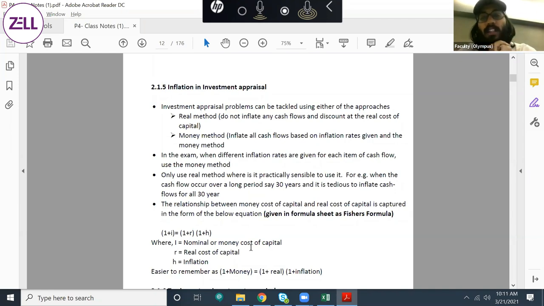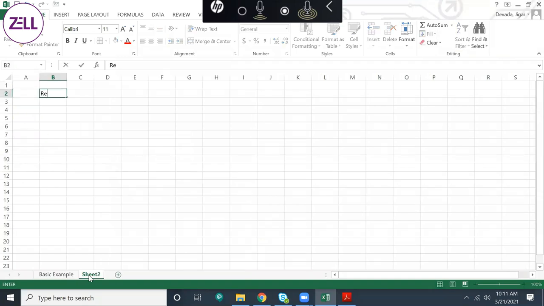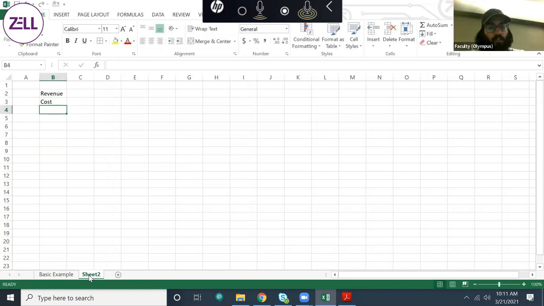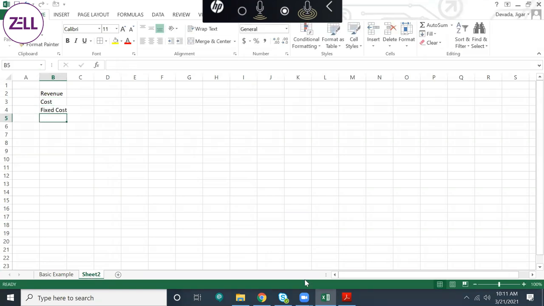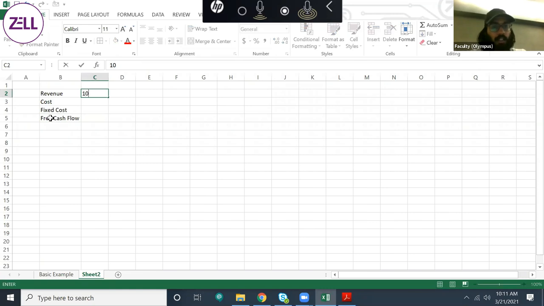Okay. What happens in the real method? Do not inflate any of the cash flows. I'll just give you an example. Let's say you have revenue, you have cost, you have fixed costs, you have your free cash flow. I'm just giving you an example, okay? Let's say this is 10, this is 5, this is 3.